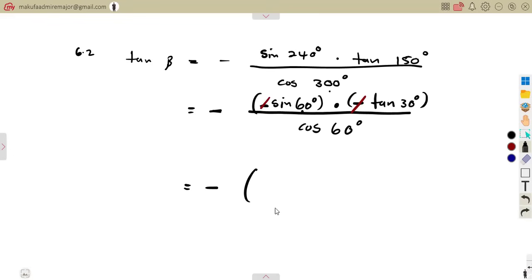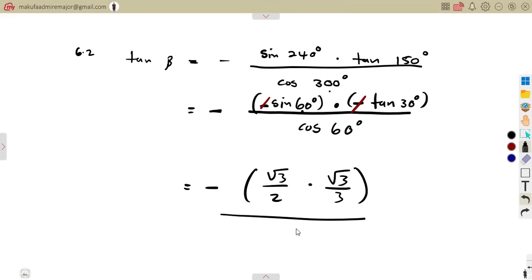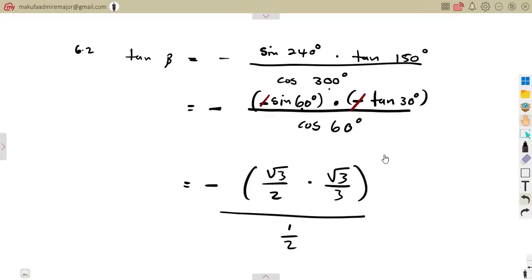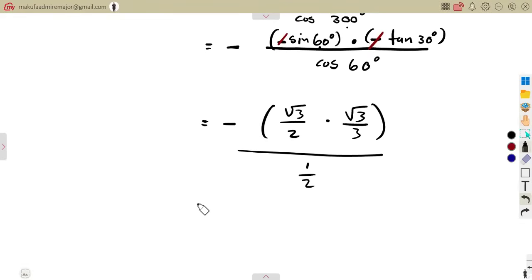So you can even use a calculator. There's no problem there. Square root of 3 over 2 times the square root of 3 over 3. No one is going to know that you have used a calculator there. Everything over cos of 60 degrees, that was going to give you 1 over 2. From there, it is a simplification throughout. Again, you can simplify, guys.